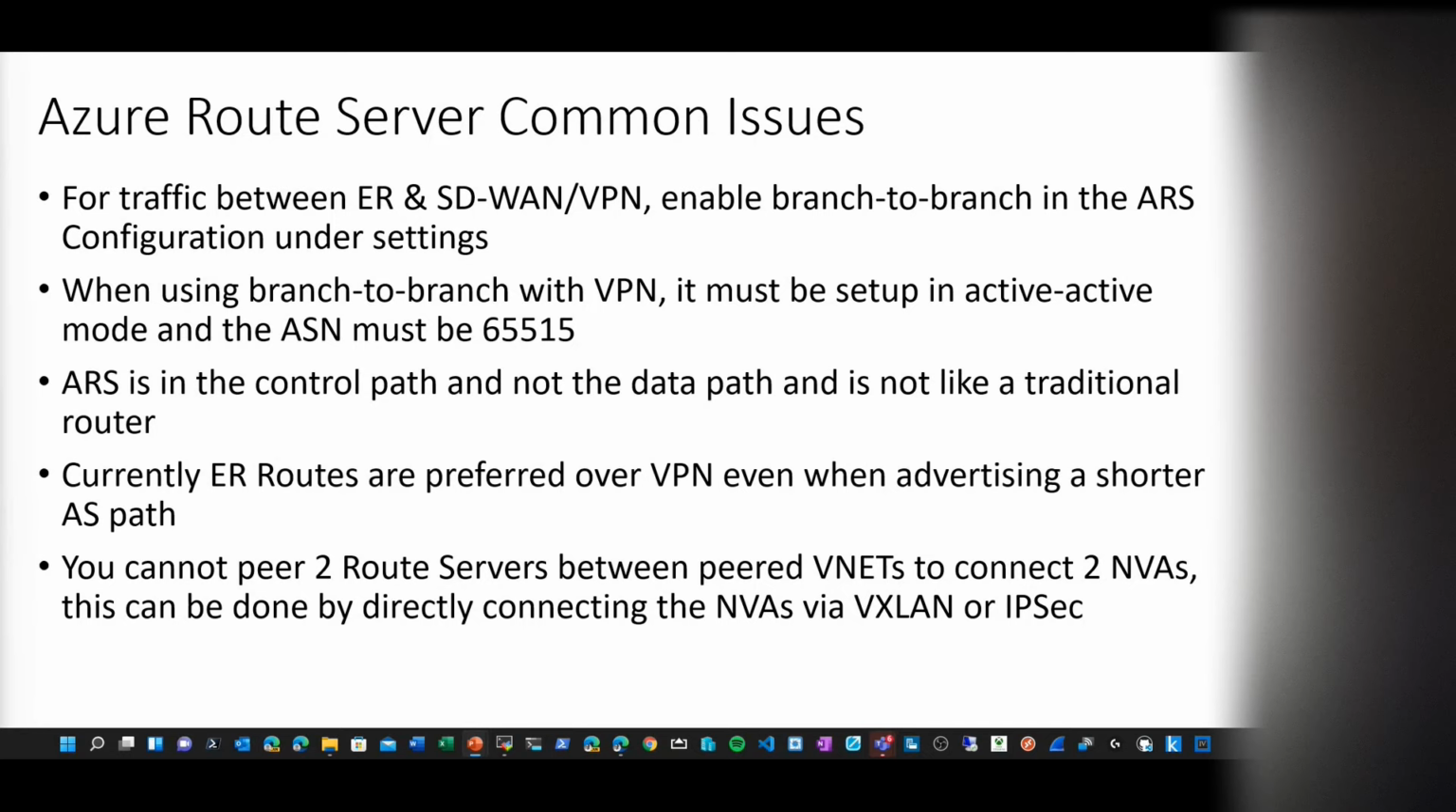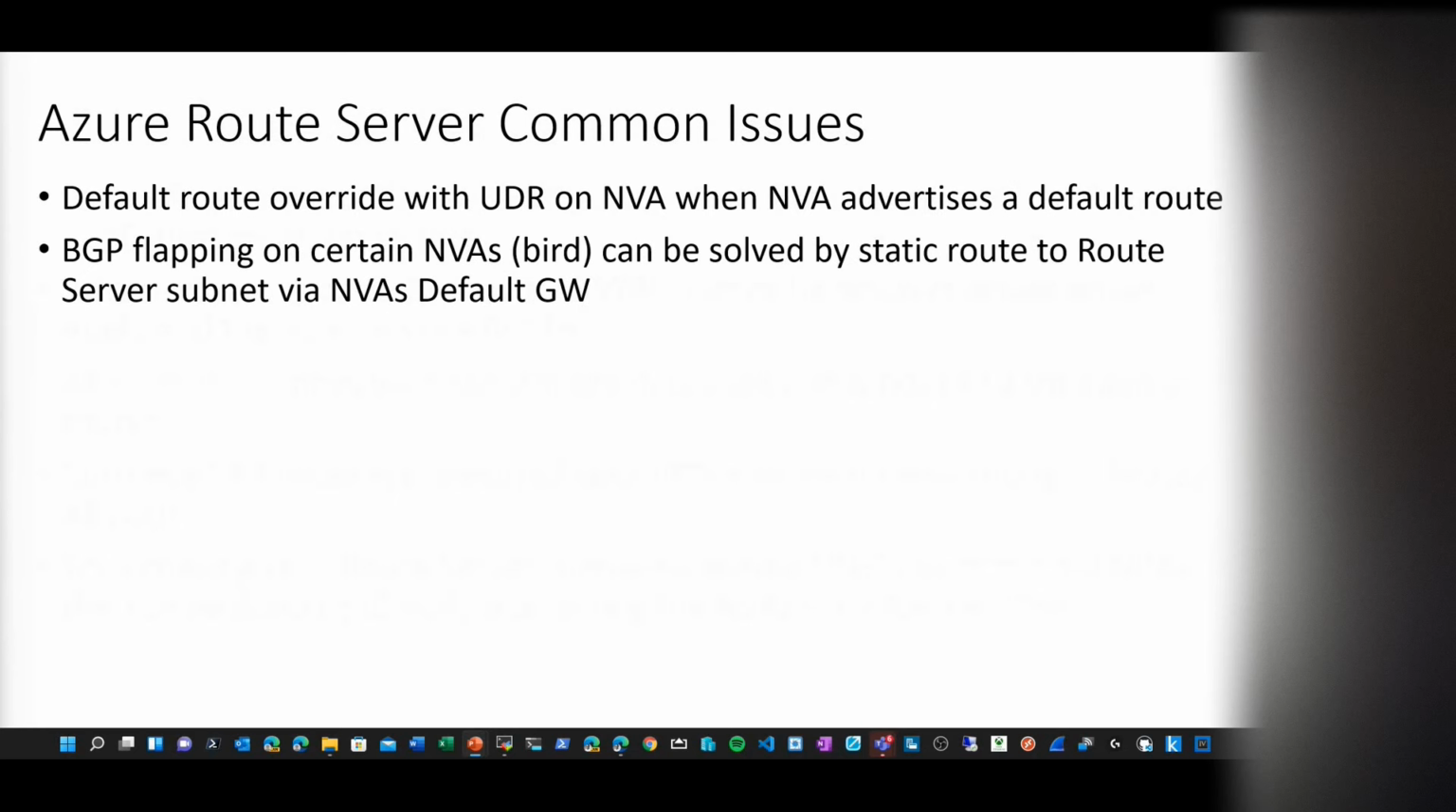And a couple of the other ones that I have noticed, this is another common one. You have to override the default route. So if your NVA is advertising a default route to the route server, it will program those routes in all the VMs in the VNet, including the NVAs.